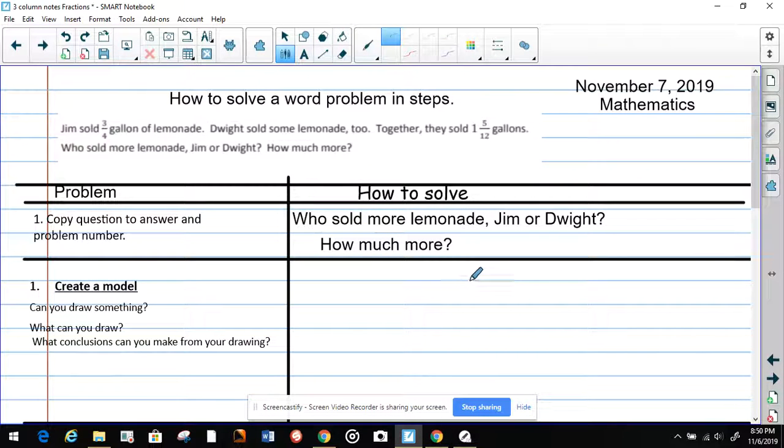Today is November 7th, and we're looking at another word problem. Remember that this is Module 3, Lesson 7, so we're doing word problems. So let's look at this word problem.